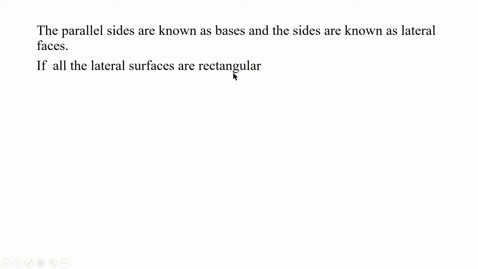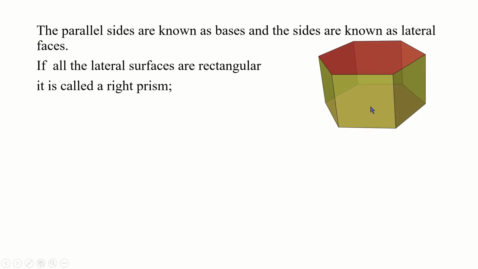If all the lateral faces are rectangular, it is called a right prism. Follow the figure. This and this are bases. But the lateral surfaces, this, this, this, this, this, and this, are all rectangles. That means all these angles are right angles. So this is a rectangle, so this prism is called a right prism. Clear? Otherwise they are called oblique prisms.